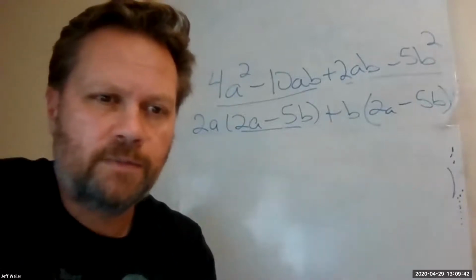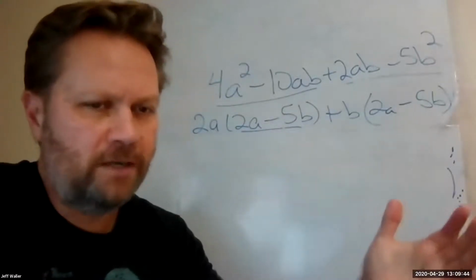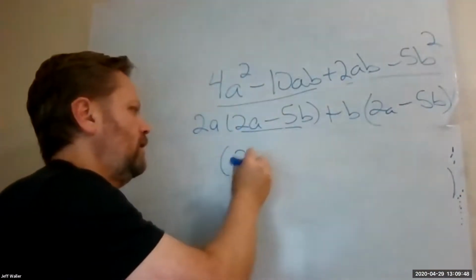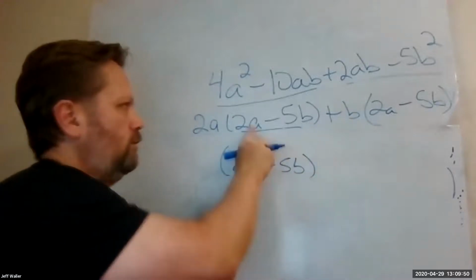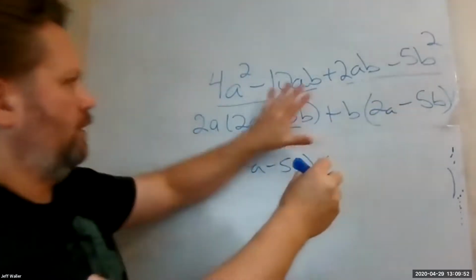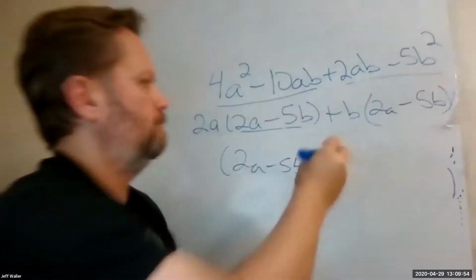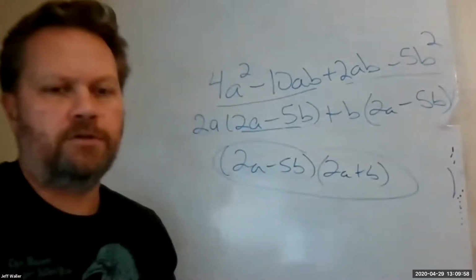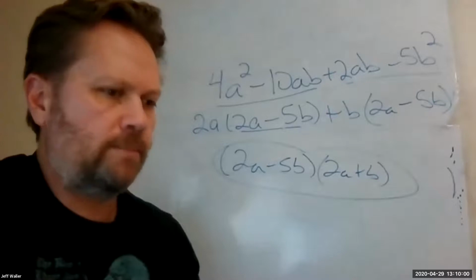Right, so maybe I should take another step back. All right, so let me finish this up. So I can take out 2a minus 5b, and then I'm left with 2a plus b. All right, so let you guys write that down, and then we'll take one more step back.